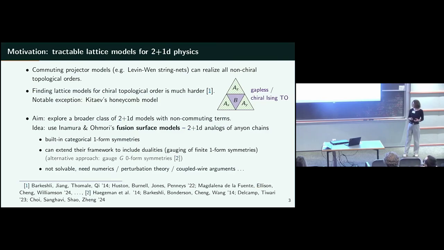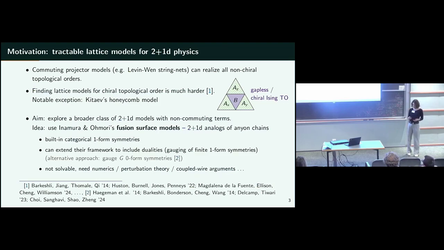So basically, in order to understand their phase diagrams, I do rely on numerics or some approximate arguments. However, because I will build these models from Inamura and Ohmori's fusion surface model framework, this still guarantees me that they have some nice exact categorical one-form symmetries, which can at least help me to get some handle on their phase diagram.